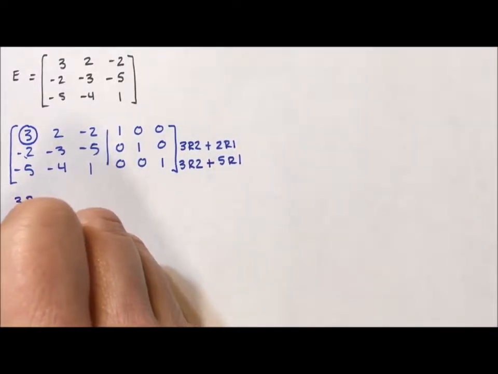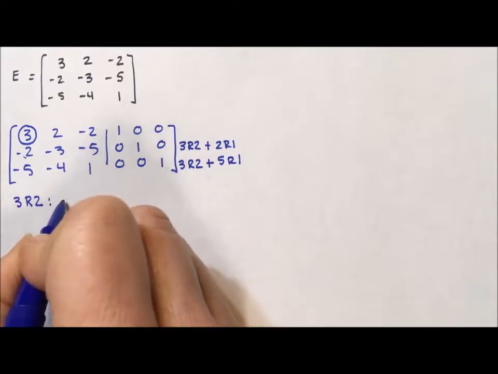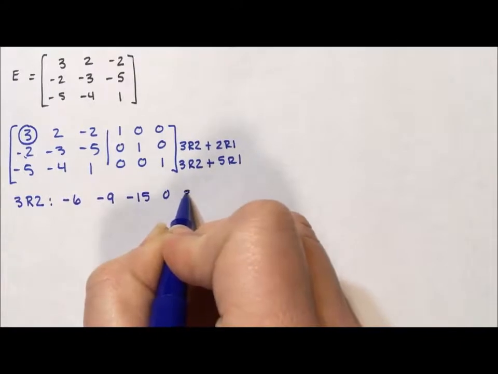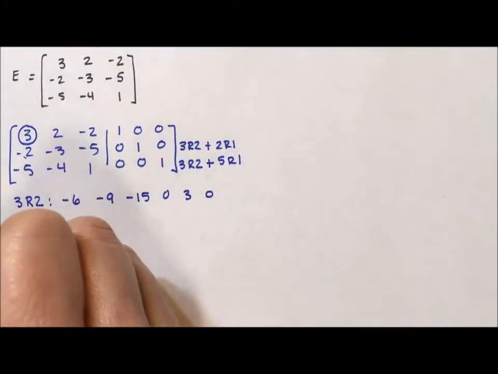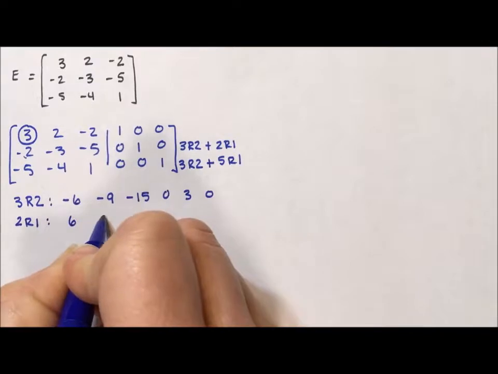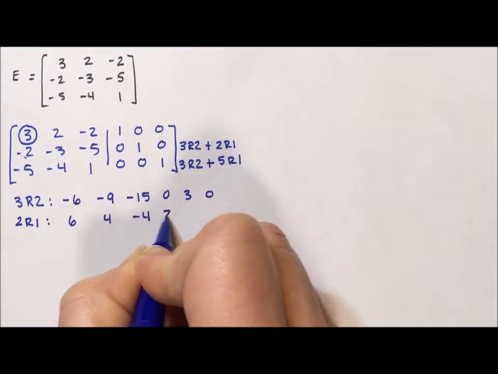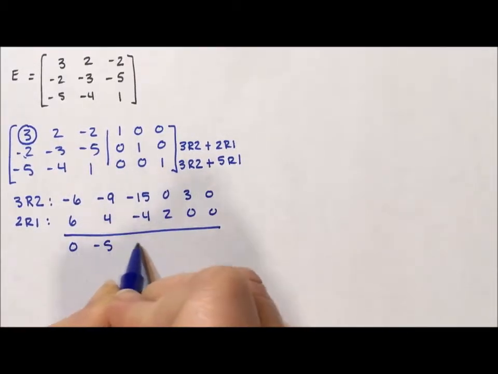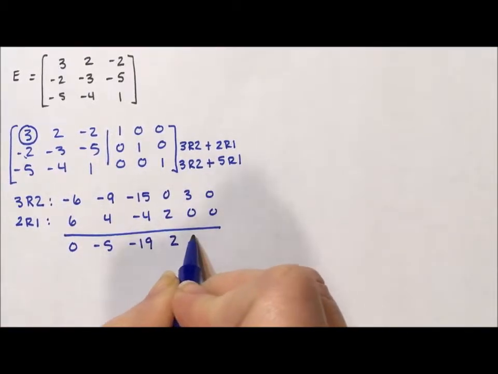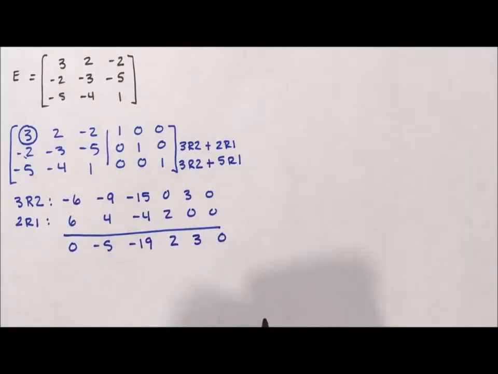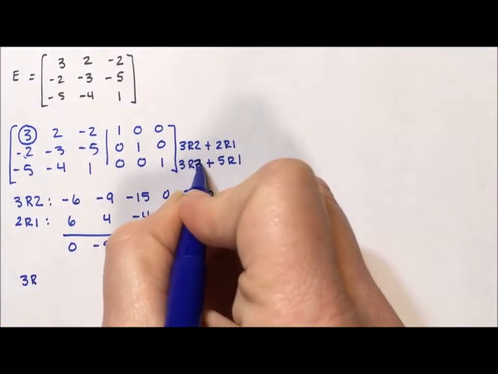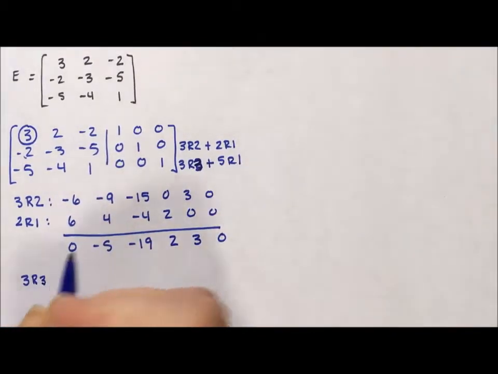If I do 3 times row 2, then I'm going to have -6, -9, -15, 0, 3, 0. 2 times row 1 is 6, 4, -4, 2, 0, 0. So I add these, I get 0, -5, -19, 2, 3, 0. All right, then I'm going to take 3 times row 2. This should be 3 times row 3. 3 times row 3, sorry about that.